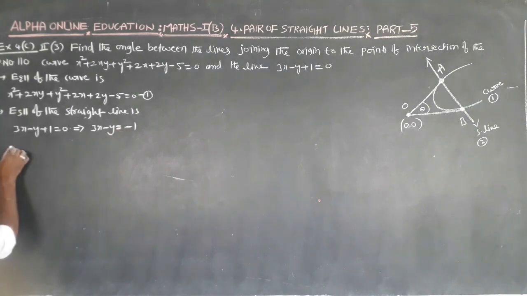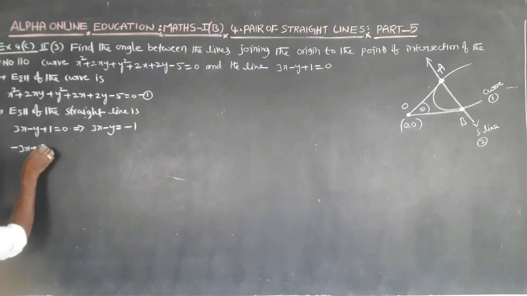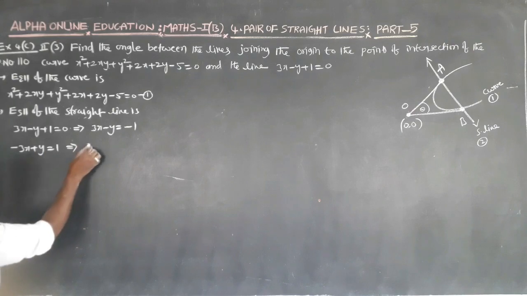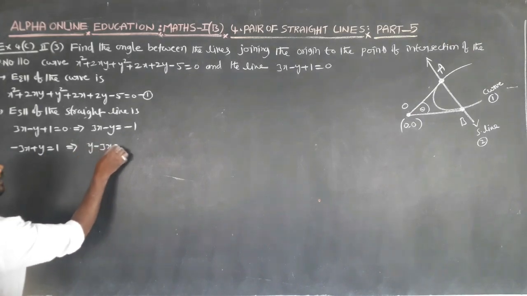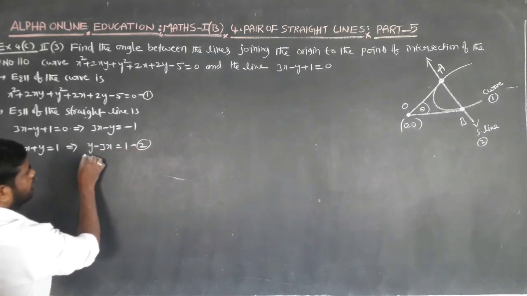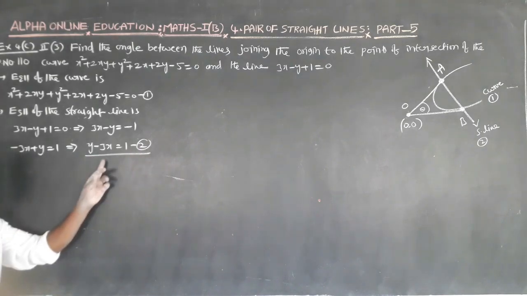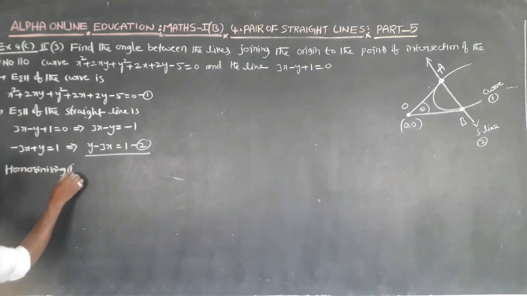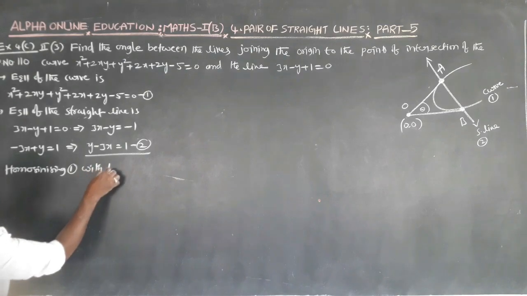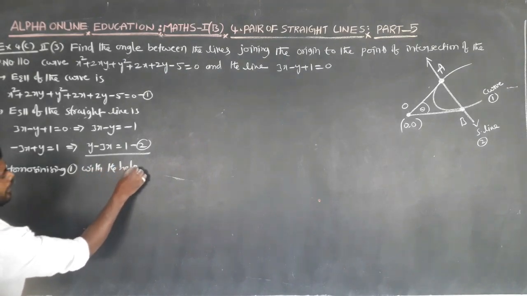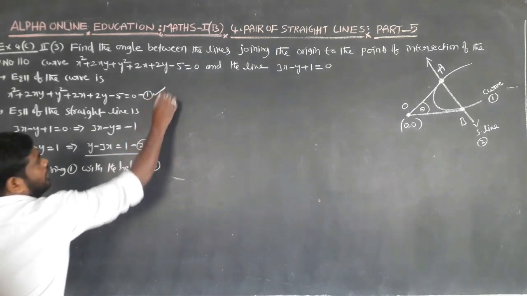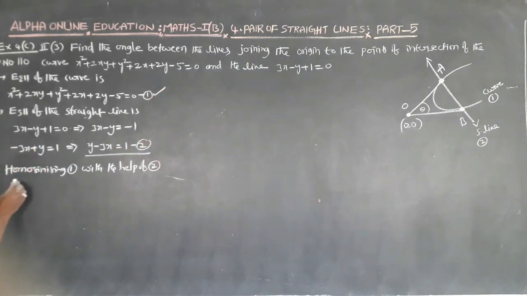Multiply with minus: minus 3x plus y is equal to 1. So it can be written in the form y minus 3x is equal to 1. This is the line. Here homogenizing one with the help of two. Homogenizing one with the help of two.